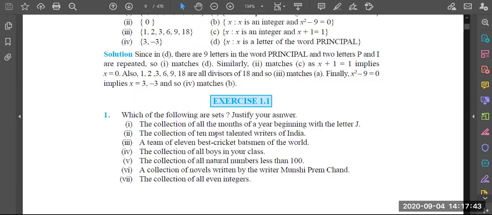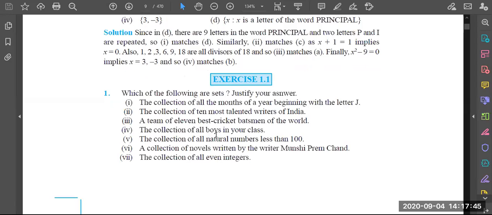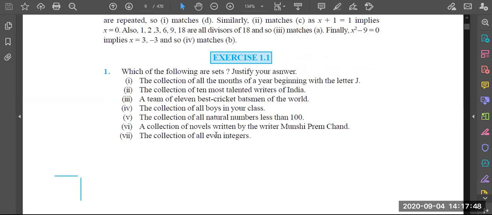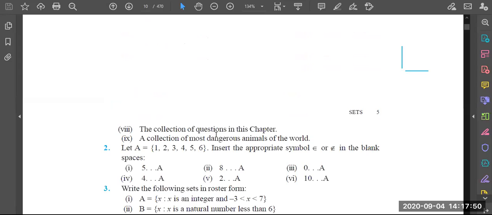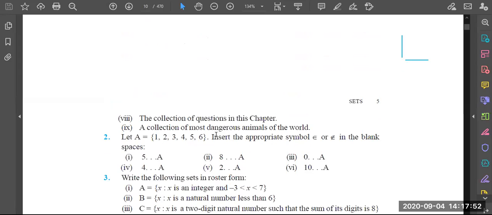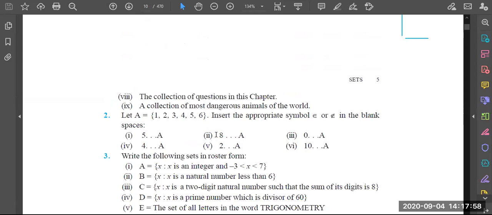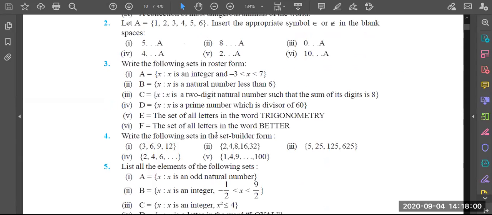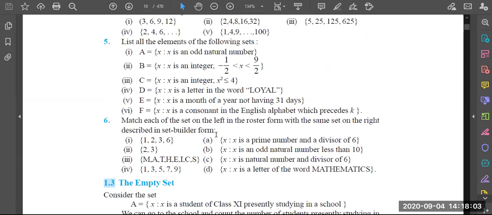So this exercise, homework 1.1, is very easy. It will take hardly 20 minutes. Now we understood what a set is. First of all, we should ask ourselves, do we know what a set is? Yes. Do we know how to represent it? Yes. Roster form and set builder form. Then after this, different types of sets.